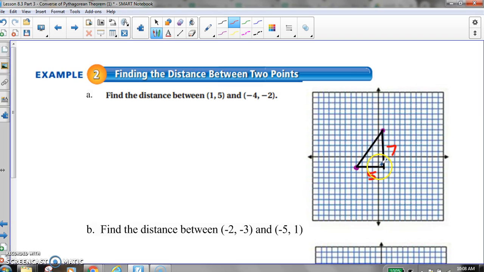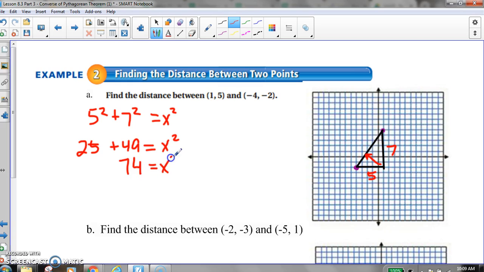All right, since these are the legs, we're going to be checking to see what our hypotenuse is. So we're going to do 5 squared plus 7 squared equals x squared. 5 squared is 25. 7 squared is 49. And we're going to solve this like we would a normal Pythagorean theorem problem. So 25 and 49 is going to give me 74.